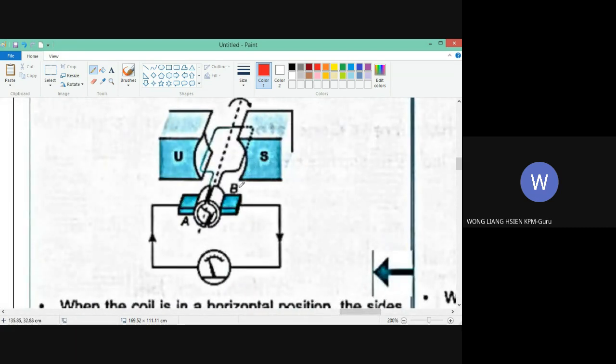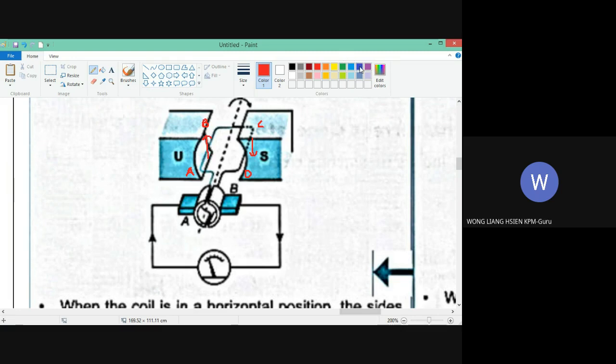Okay, when we go to process 4, AB is here and CD is here. The direction of cutting: AB is going up, CD is going down. Let's look at AB and the direction of the induced current. The direction of the magnetic field, using Fleming's right-hand rule, is north to south, and the direction of force is upward.